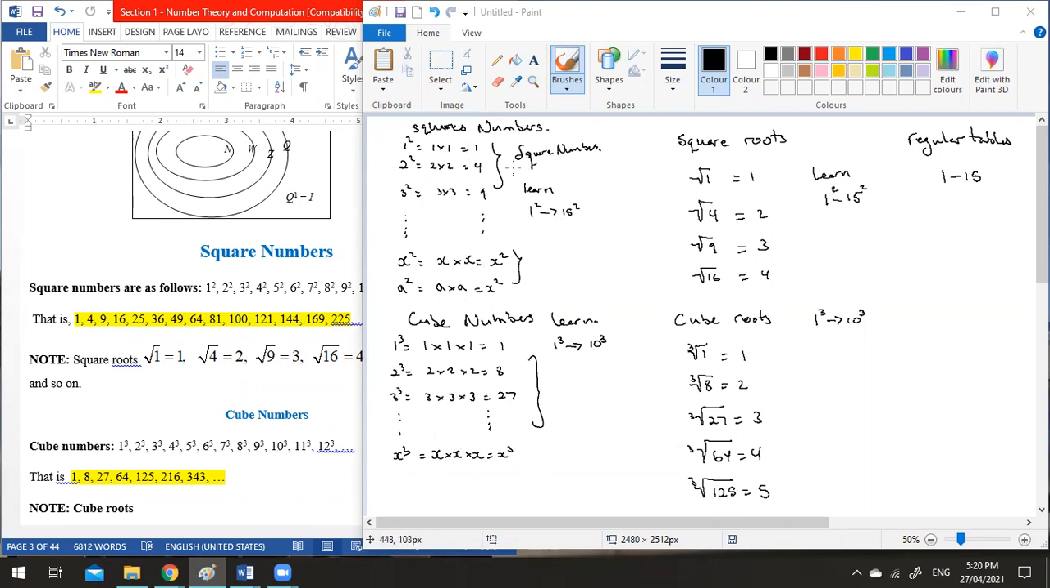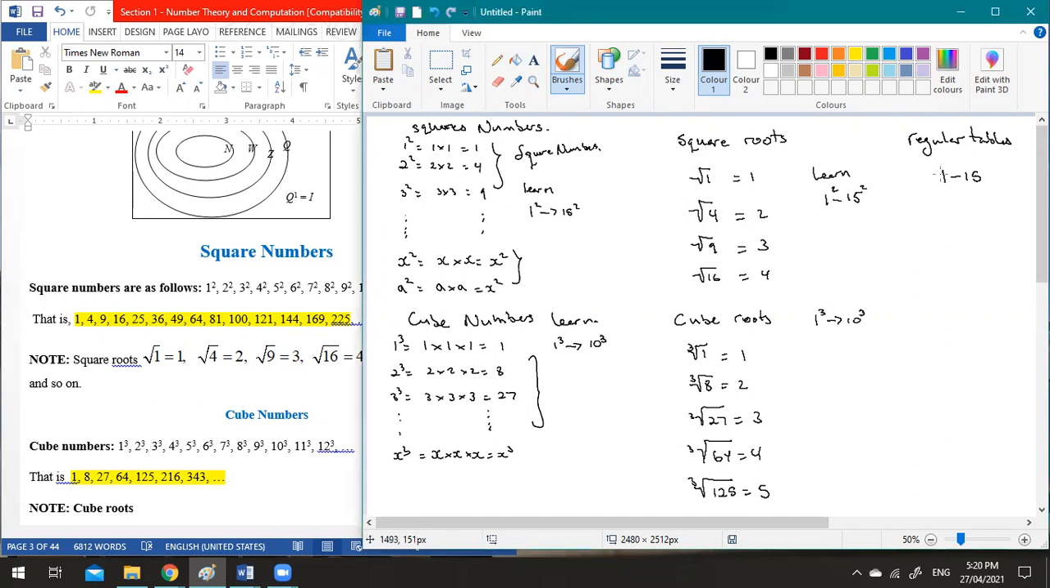So again, square numbers are numbers multiplied by themselves. Cube numbers are numbers multiplied by themselves 3 times. Square root is the reverse of square numbers, and cube root is the reverse of cube numbers. And times tables, you have to learn not one, but your 2 to your 15 times tables. I wouldn't test you on your tables, but you need to know them.